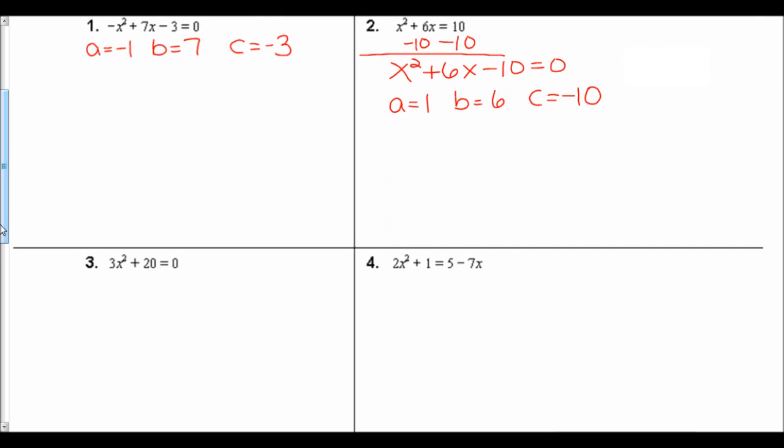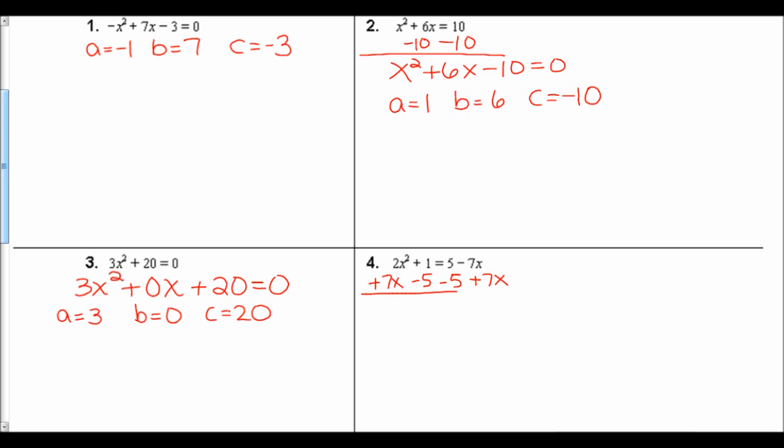For one like number 3, I'm set up in standard form, but I don't have 3 terms. If I wanted to rewrite this with 3 terms, the term I'm missing is the x term. So I could fill in 3x squared plus 0x plus 20 is equal to 0. On this equation, a is 3, b is 0, and c is 20. For number 4, I have to move some things over to the left side. I've got to move the 5 over, and I've got to move a 7x over.